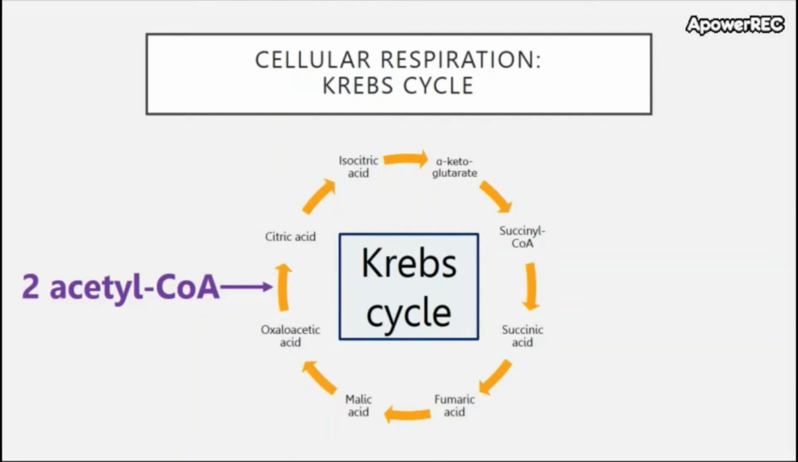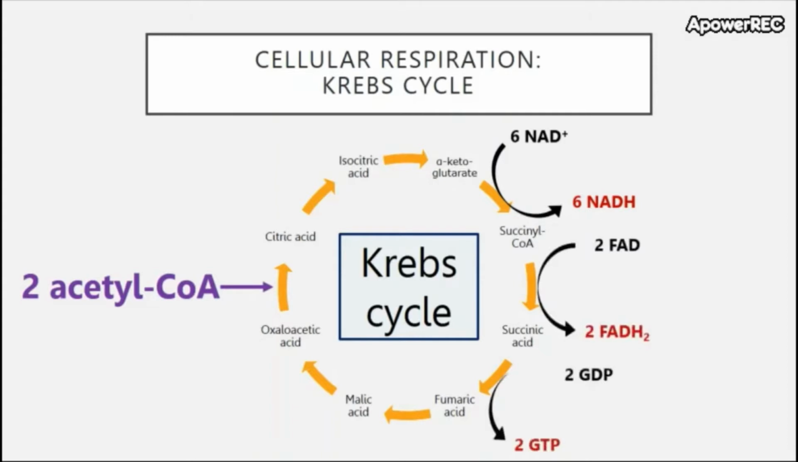So, in this process, we take an acetyl-CoA and another acetyl-CoA, which are the 2 products from pyruvate oxidation, and we create a bunch of NADH and FADH2. We also create GTP, which, as I hinted before, can be thought of as basically an ATP. It serves the same function. It's a very similar compound.